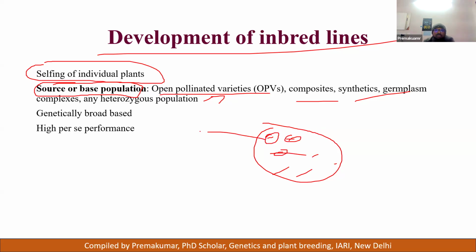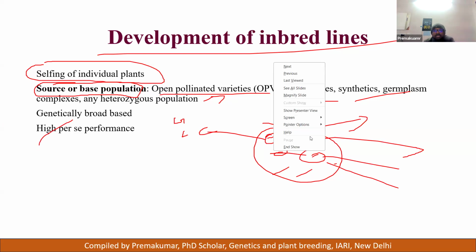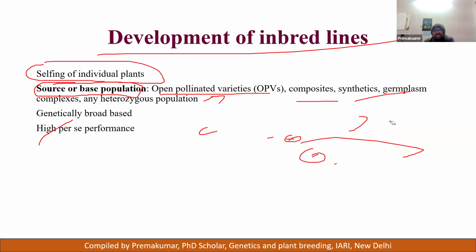Some individuals are very good combiners but low performing. Some are moderate combiners, high performing. Some individuals are high performing and high combiners. Then you have to choose not only based on combining ability but also based on high performance. We will discuss later. But the two main criteria you have to look at are that the source population should have a broader genetic base and each inbred line you select should have high per se performance.